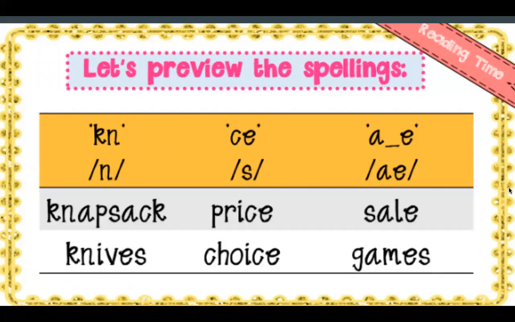And then going back to something we learned at the beginning of the year, we learned about A with the magic E. Remember, it doesn't make the ah sound or anything like that. It makes the A sound because when you put the magic E onto the A, it makes the A say its name. So sale and games.